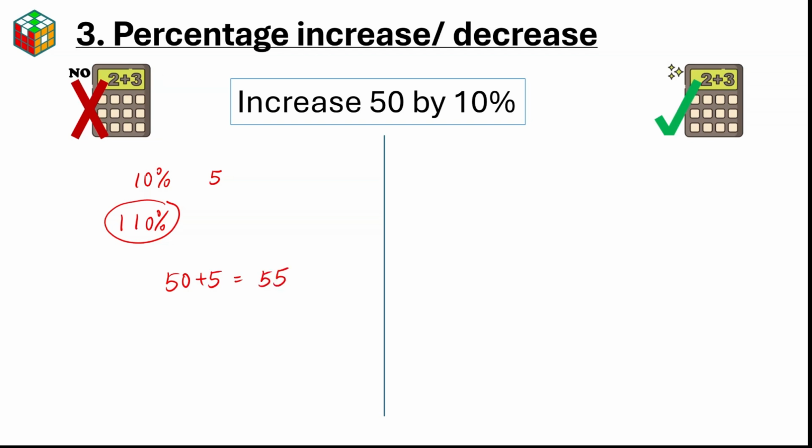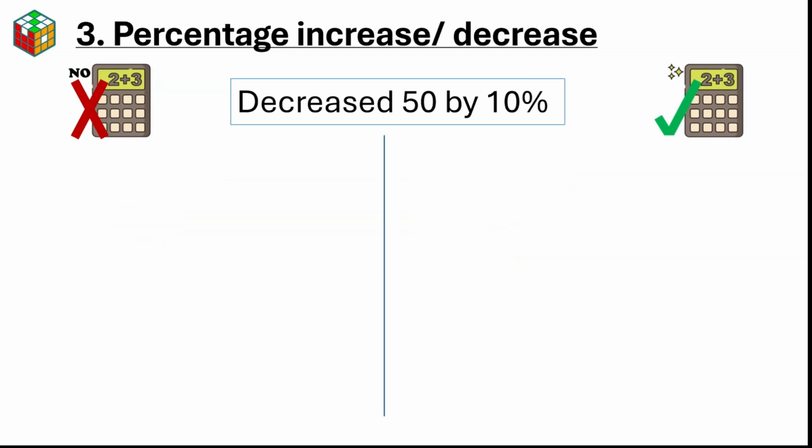For a calculator method, I know that 50 at the end it will become 110%. And then I can use my multiplier times 1.1. And in the calculator, 50 times 1.1, 55. I've confirmed that my answers are correct.